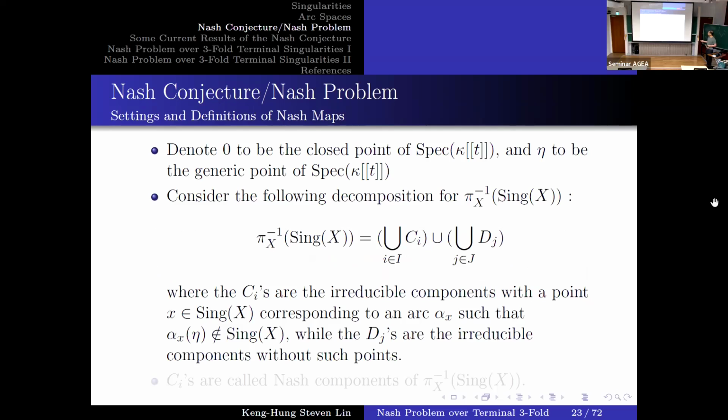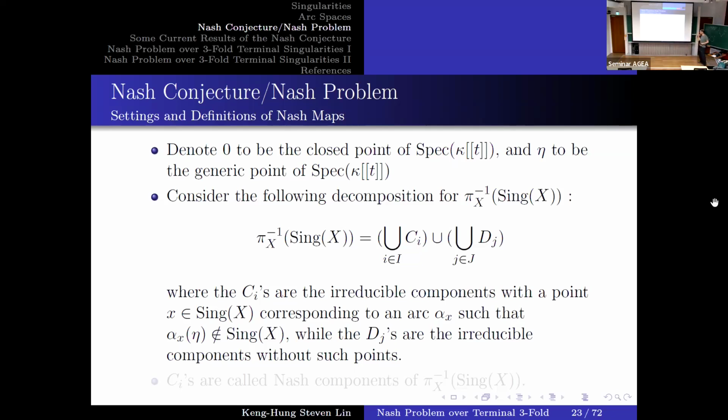Then we can topologically decompose our π_X^{-1}(Sing X). Okay, so this π_X^{-1}(Sing X), we actually call it the Nash set of X. Okay, yeah, we call it the Nash set, π_X^{-1}(Sing X). The Nash set of X. Okay, so topologically, we can decompose it into the union of Ci and Dj.